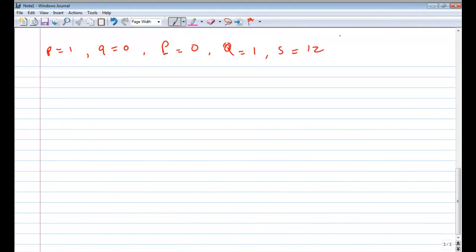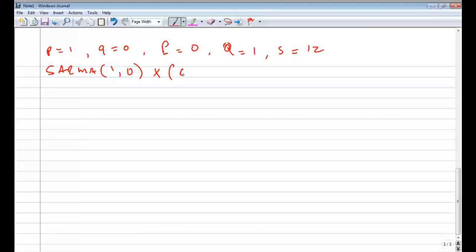Okay, let's say you are using this one. The first thing to do is to write it in this way, SARMA. So we're going to write SARMA: p is going to be 1, q is 0. Then for seasonal, P is 0, and then Q is 1, then S is 12. So this is the first step.